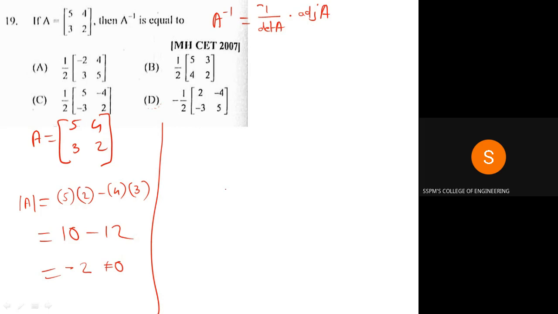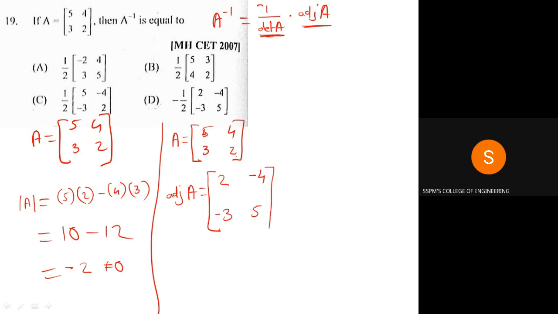So we have already found determinant of A. Now we will find adjoint of A. How to find adjoint of A? A is 5, 4, 3 and 2, this is the given matrix. So adjoint of A is equal to what? 5 and 2 become 2 and 5: 5 goes to this place, 2 comes to this place. Then 4 becomes minus 4 and 3 becomes minus 3. That is adjoint of A.